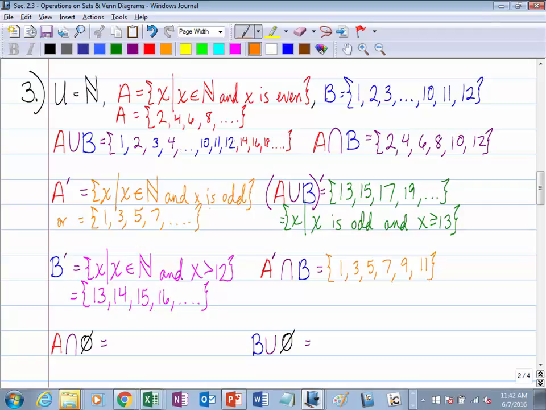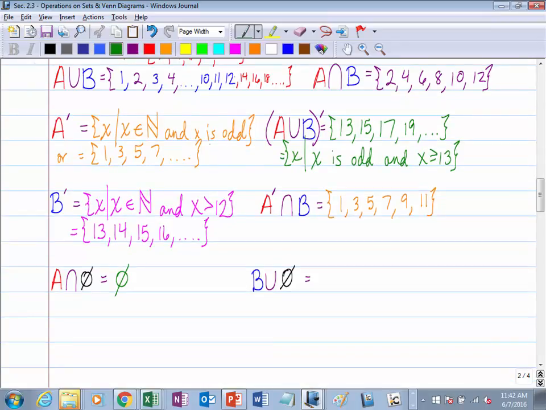All right, what about A intersection with the empty set? So anything intersected with the empty set is just the empty set, because any element that would be in the intersection has to be in both of these. And since nothing is in here, nothing can be in the intersection.